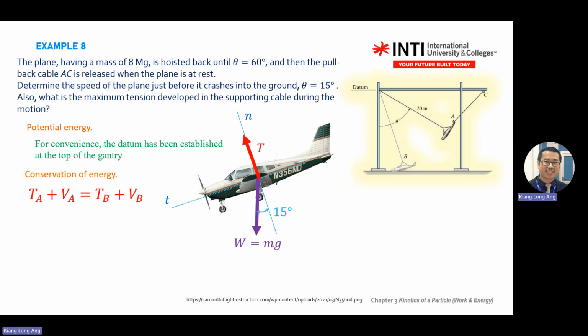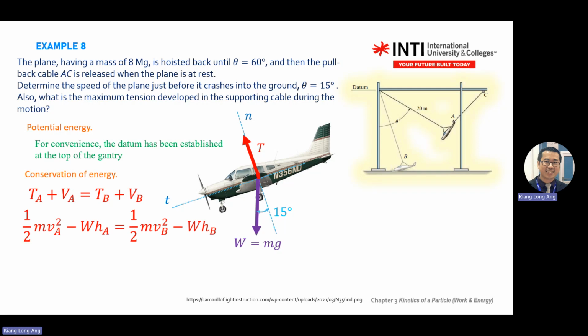Okay, because this question we are only interested in before and after. Position here, position here. And there's no force going along this curve. There's no friction force that goes tangent to the curve. Okay. So you use conservation of energy.